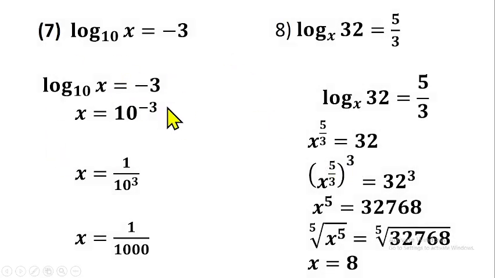So let's solve more questions using the definition of logarithm. We have the logarithm of x base 10 equal to minus 3, and you have to find the value of x. In this case, you are given an equation already. That is, they have raised 10 to the power of minus 3 to get x. So what will be our x in that case?